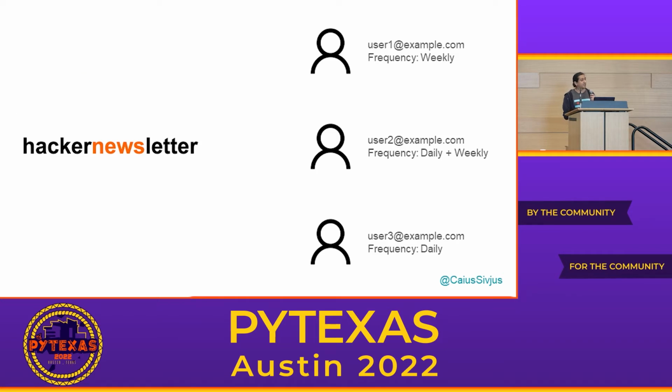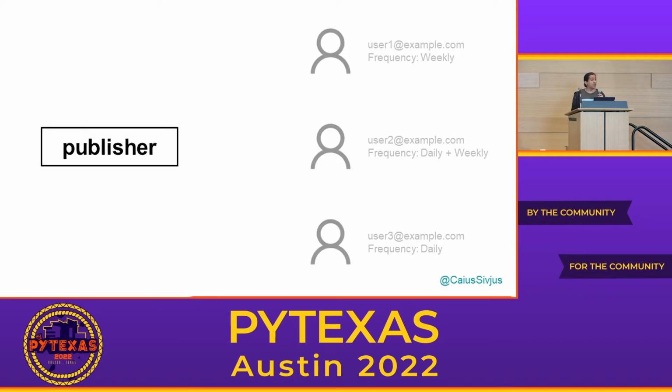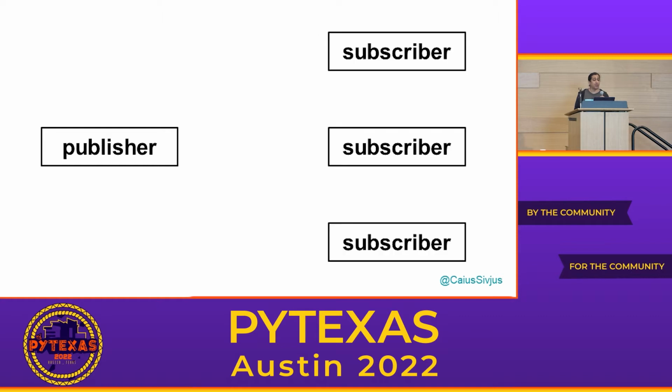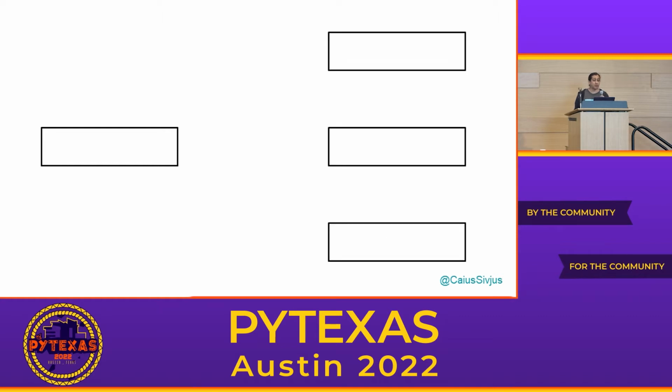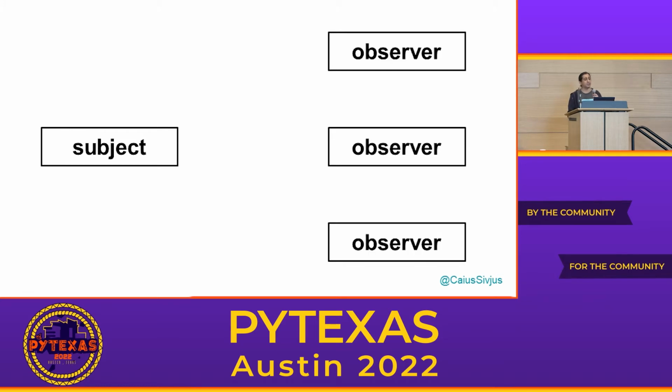So going back to that example, we have a single newsletter publisher, we have many different subscribers, or if we're talking about things in design pattern terminology, we have a single subject and many different observers. Observers can register with the subject to receive notifications. Observers can also unregister. And when a subject changes, all of its registered observers are going to be sent a notification.